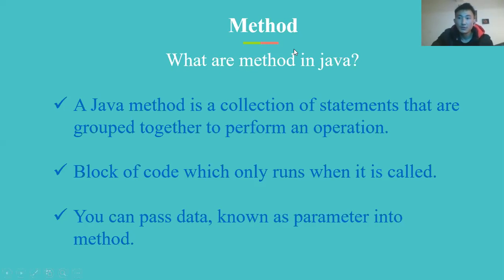So let me show you. A Java method is a collection of statements that are grouped together to perform an operation. It can also be defined as a block of code which only runs when it is called, and you can pass data, known as parameters, into the method. So just understand the definition of the method.